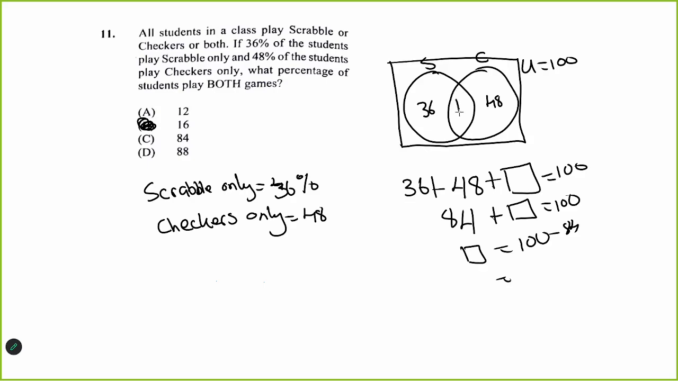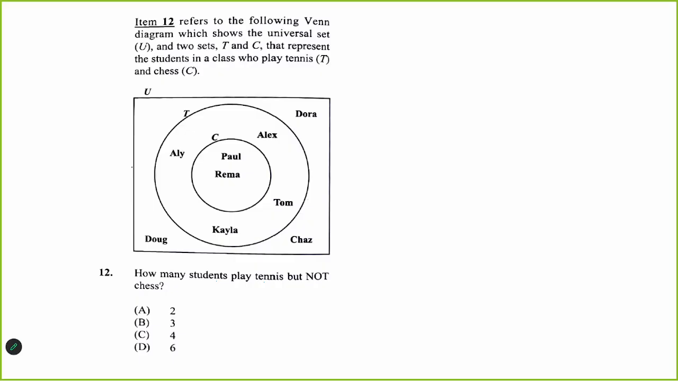So if I put 16 here, and you can check it out because we do know, if you add all of this up, you have to get 100. 36 plus 16 plus 48 is supposed to give you 100. Right? Number 12. This is a repeated question. How many students play tennis but not chess? Cross off. 1, 2, 3, 4.